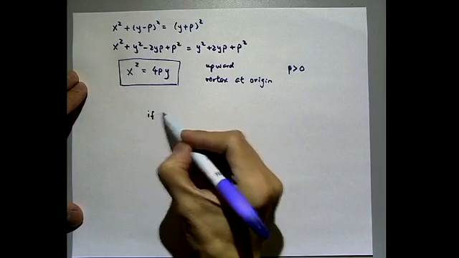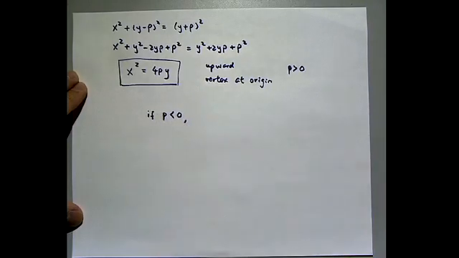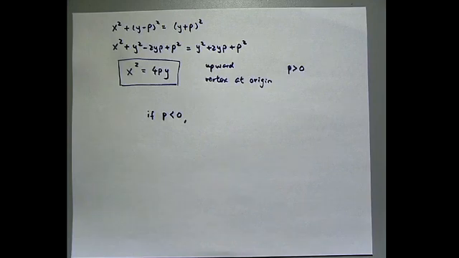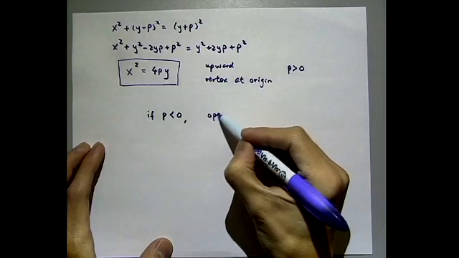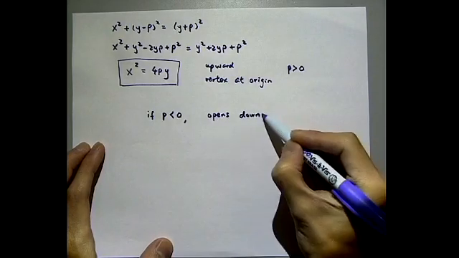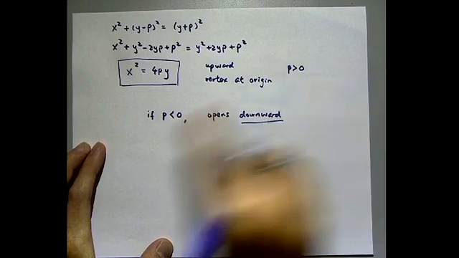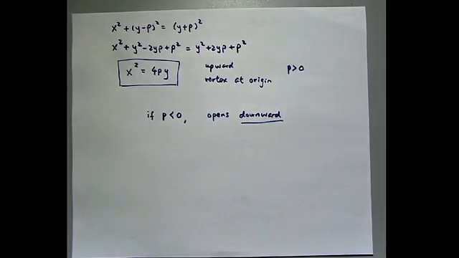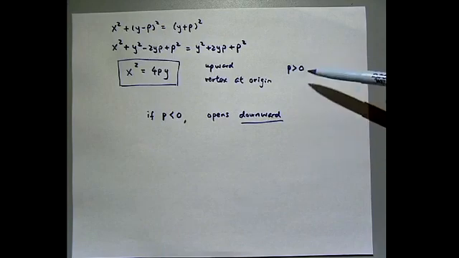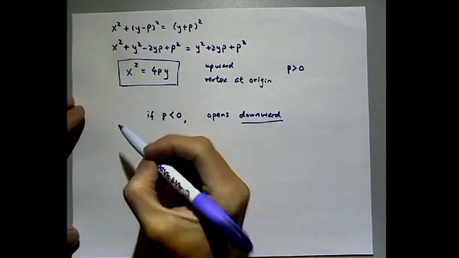Now, if p is less than 0, then what happens to the shape? What changes? Look at the picture here. If p is negative, where's the focus? The focus will be below the origin, right? So this thing will be opening downward. All right? So that's the equation for upward, downward opening parabolas. Whichever way it opens depends upon the sign of p.